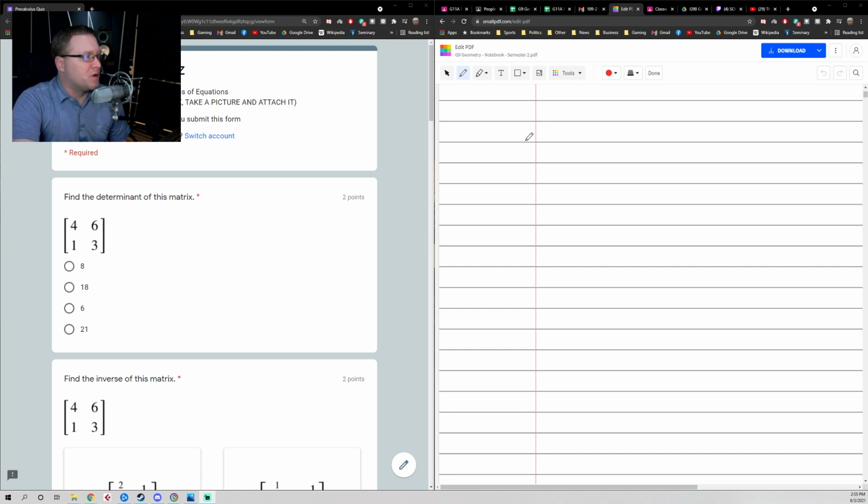Let's start with number one. Find the determinant of this matrix. All right, so we have a matrix. It's 4, 6, 1, 3.